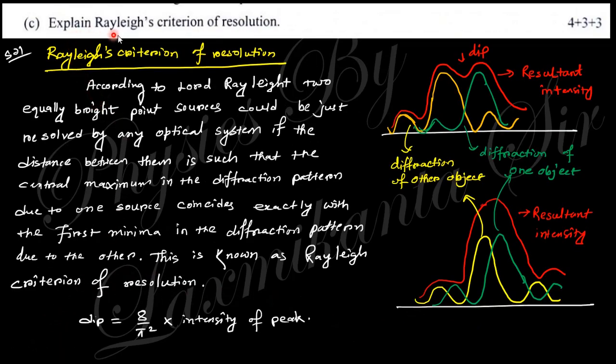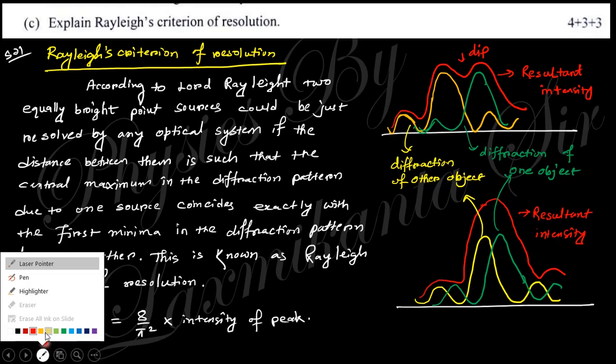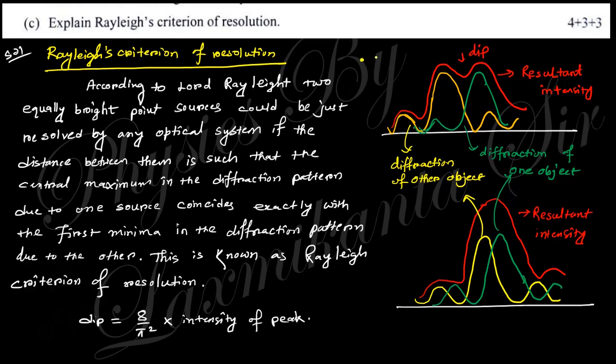Next question says, explain various criteria of resolution. Actually, the diffraction pattern from two points, suppose two point dot sources, is like that, they are distinct, but when their separation is like that, they cannot be distinguished. So this is the condition below which the dip cannot arrive.